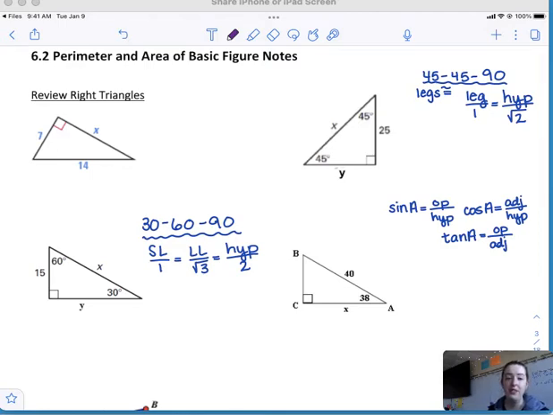Areas of basic figures, but this time you're going to have to do a little bit more work to find the pieces to be able to find the area. So a few rules to review.